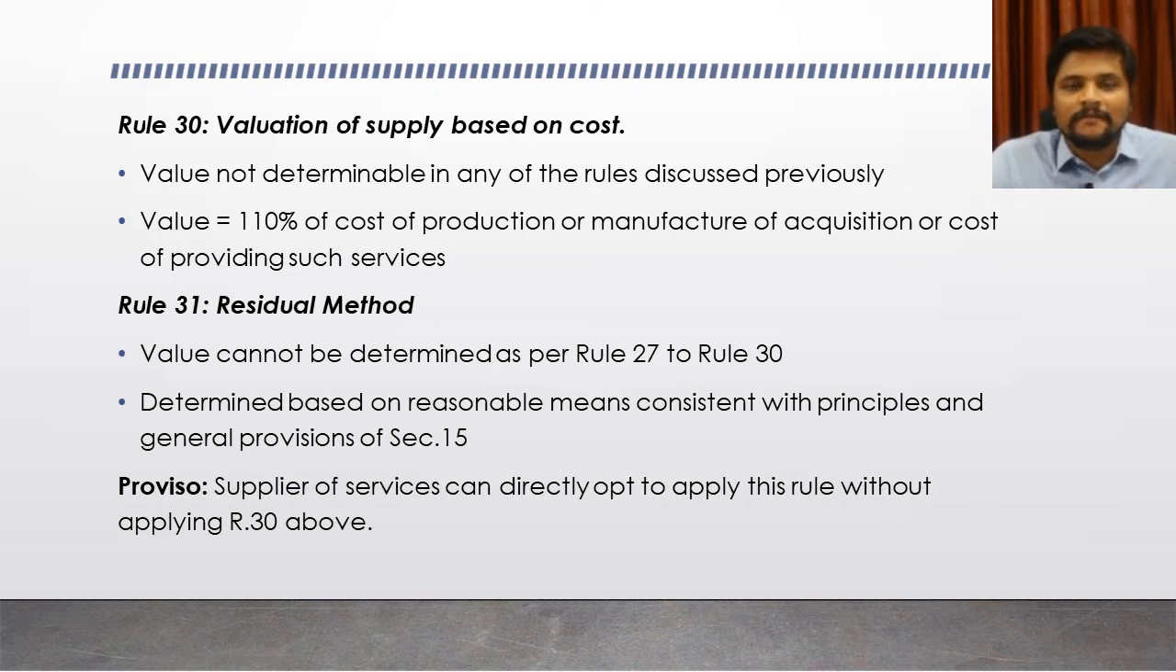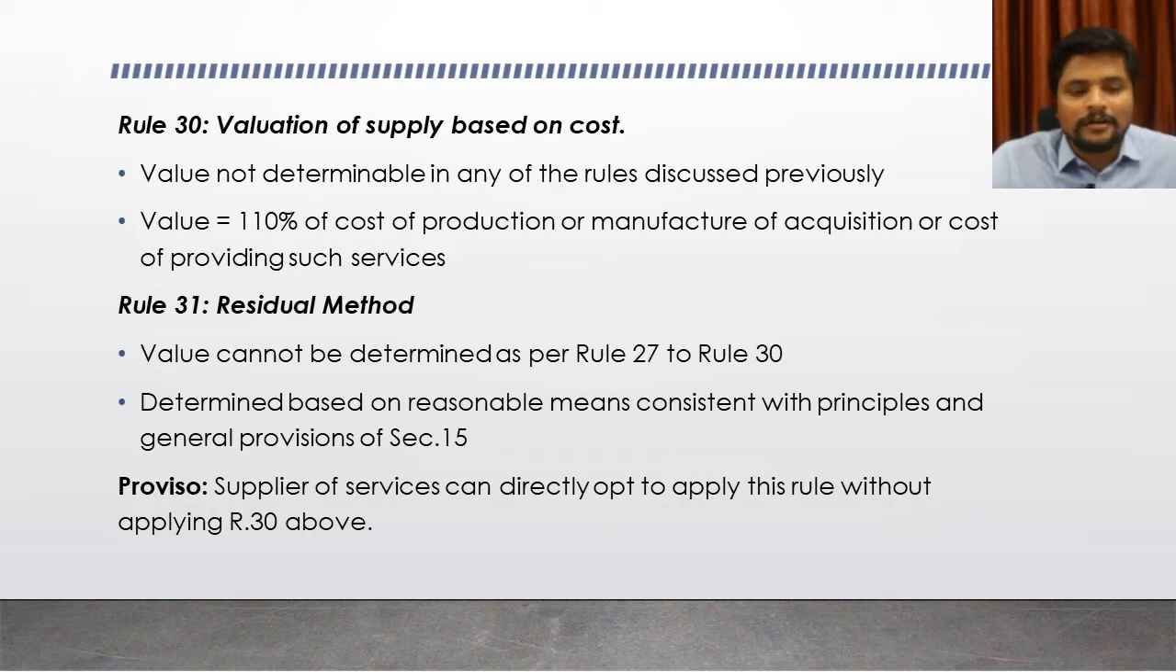Next, how will the value be determined under this rule? The value is nothing but 110% of the cost of production or manufacture, or acquisition, or the cost of providing such services, whatever the case may be. Whatever the cost you have incurred in manufacturing the product, buying the product or providing the service, you can value based on 110%. You can add a 10% margin on your cost, and that value will become the valuation for this supply. That is as per Rule 30.